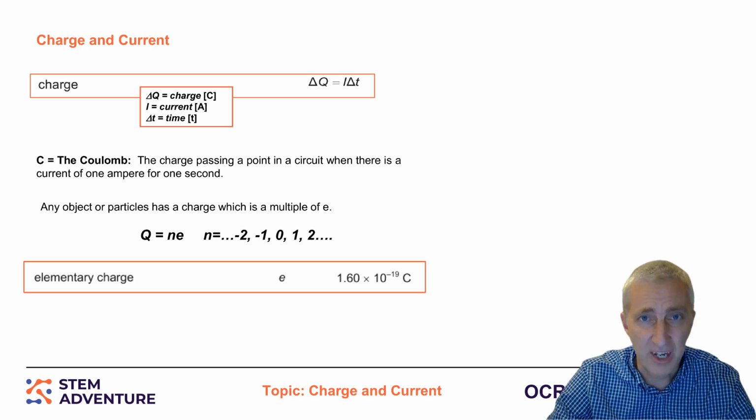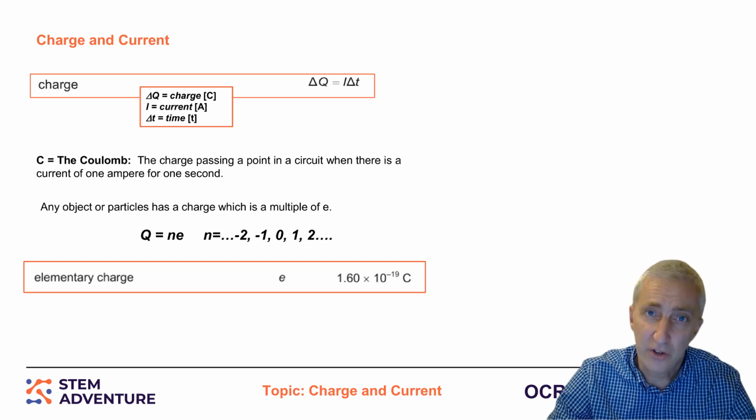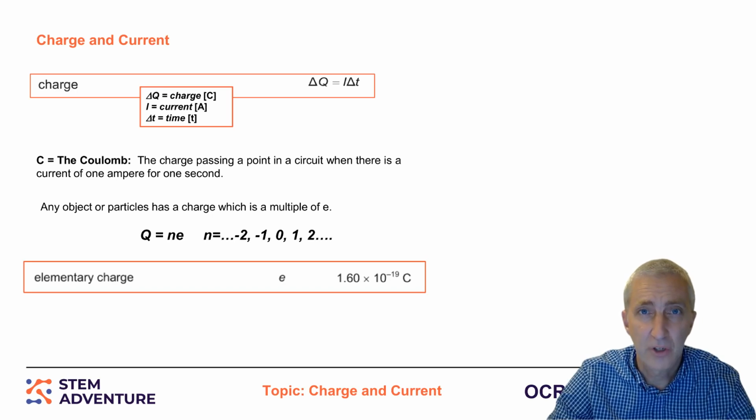This charge is always an integer multiple of the elementary charge, which is just the charge on a single electron. This value is in the databook, so if you know the amount of charge, you can calculate the number of electrons present.